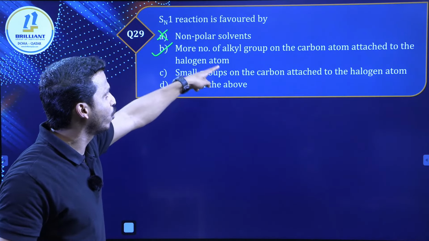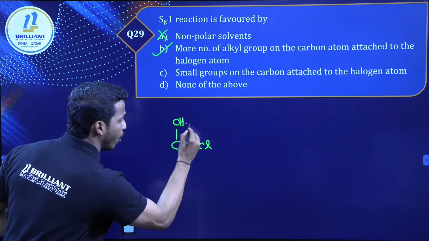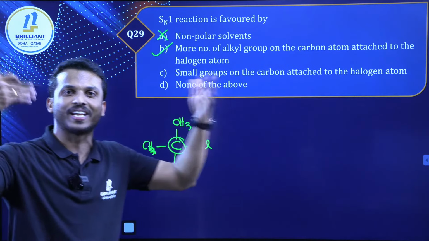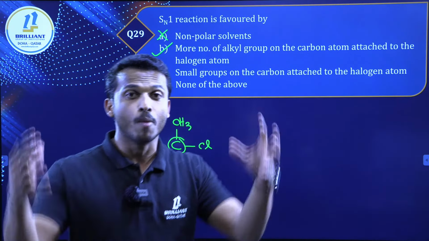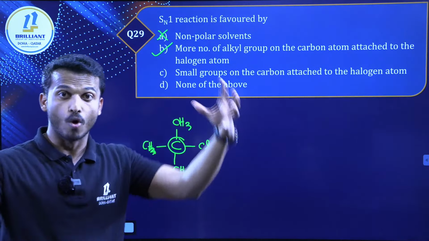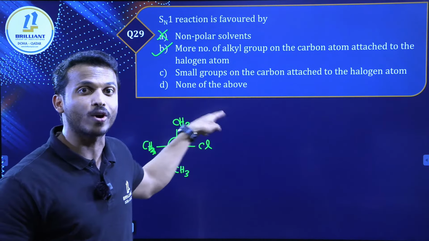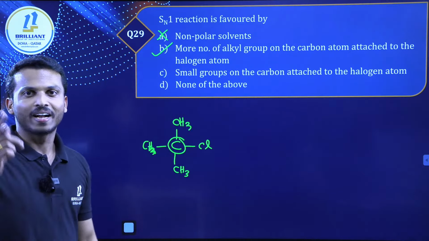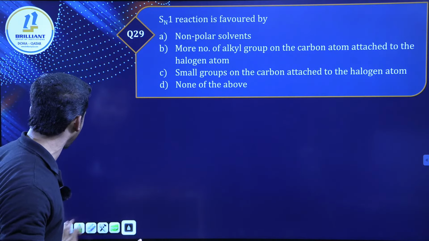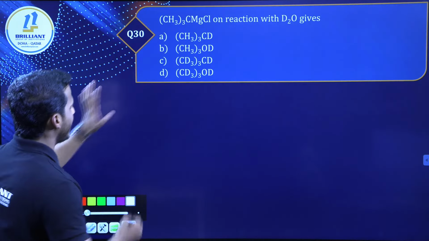More number of alkyl groups on the carbon atom attached to the halogen. See, I'm considering a haloalkane here. If more carbons are connected to the halogen-connected carbon, it becomes tertiary. You know, tertiary carbocation is more stable. If more alkyl groups come, more stability. Just the reverse order in the SN2 mechanism. If more alkyl groups come, the steric hindrance is more, reactivity less in SN2. Here we require more carbon. Option B is the correct answer. Hope it's clear. 29th question over. I'm going for the 30th question, dear all. All of you give a correct answer for this one. CH3 thrice.